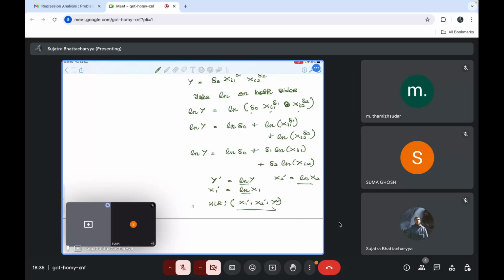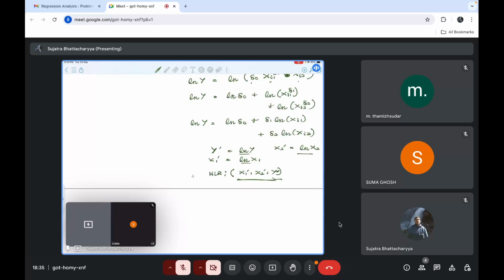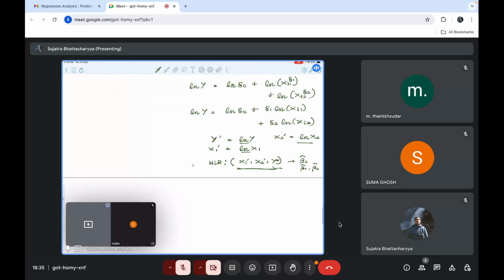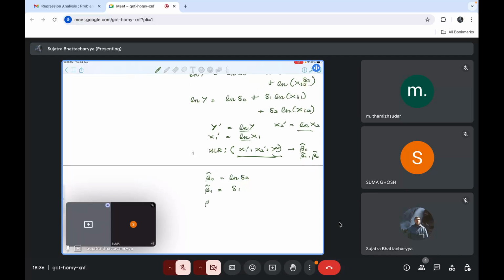Now, if you regress y dash, whatever intercept you will get, with this model, whatever beta naught hat, beta one hat, and beta two hat will be there. Three things will be there, right? So, beta naught hat for this model will be nothing but log of delta naught. Beta one hat will be equal to your delta 1 and beta 2 hat is equal to delta 2.